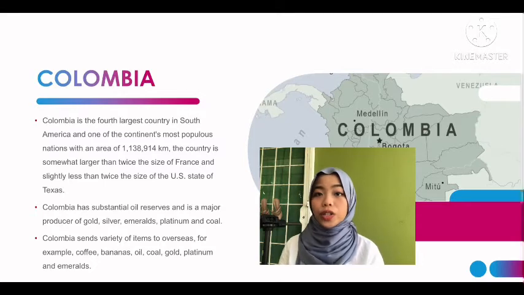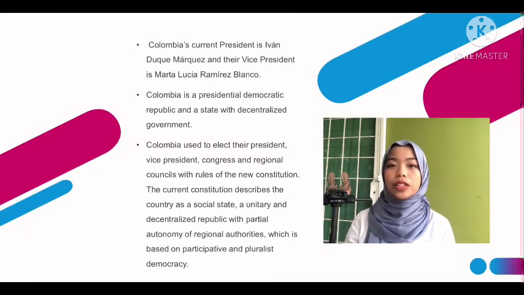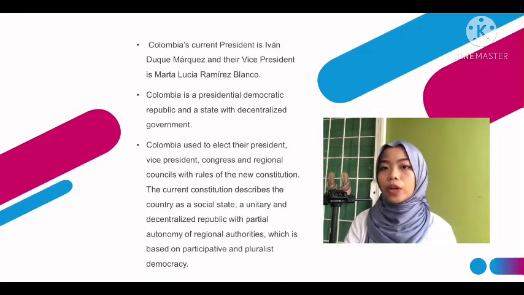Colombia has significant natural resources, and its culture reflects the indigenous Indian, Spanish, and African origins of its people. Colombia's current president is Ivan Duque Marquez and their vice president is Marta Lucía Ramirez Blanco. The Colombian government consists of a democratically elected representative system with a strong executive. Colombia elects its president, vice president, congress, and regional councils under the rules of the new constitution. The current constitution describes the country as a social state, a unitary and decentralized republic with partial autonomy of regional authorities, which is based on participative and pluralist democracy.